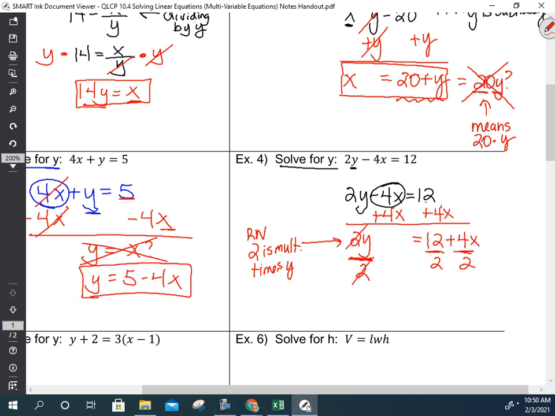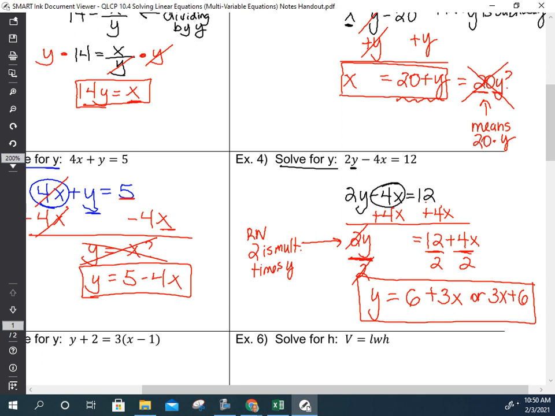So the 2's drop out. 12 divided by 2 is 6. 4 divided by 2 is 2x. So y equals 6 plus 2x. You could rewrite it as 2x plus 6. It doesn't make a difference.